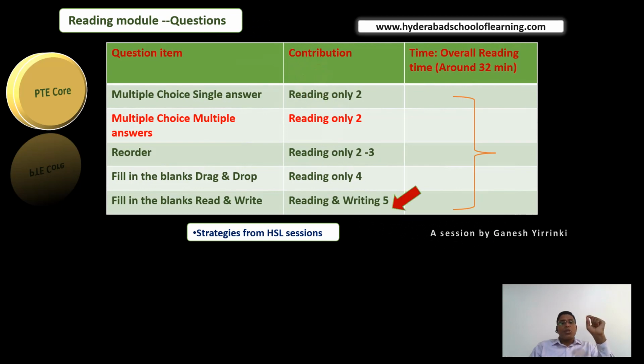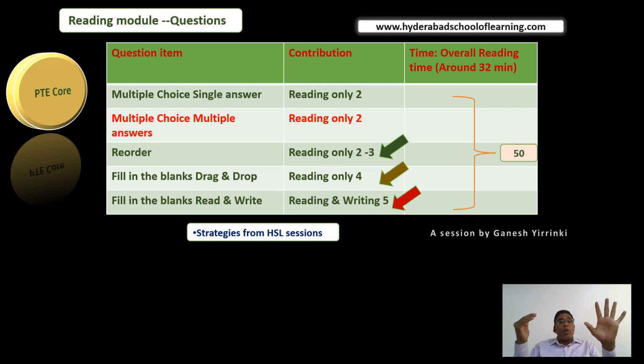Among them, the question that carries heavy weight is the fill in the blanks reading and writing question, wherein you may get around 5 questions. By attempting all these 5 questions, you may get around 50 points only. Right after reading and writing fill in the blanks, we have the drag and drop question. Then we have reordering the paragraph, maybe around 7 to 8 points. By attempting these 5 questions, you may get around 50 out of 90 only.